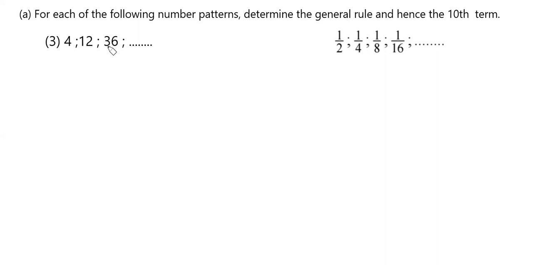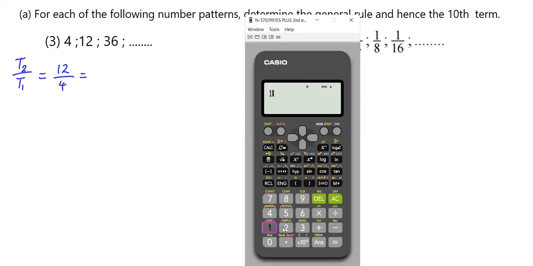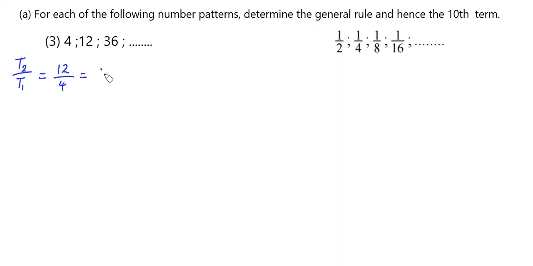Then if you say 36 minus 12, you are getting a different value, which is bigger than that. So you can see that the common difference won't work here. What's going to work here? Let's try to see. T2 divided by T1 is going to be 12 divided by 4. What do we get? We get 3.